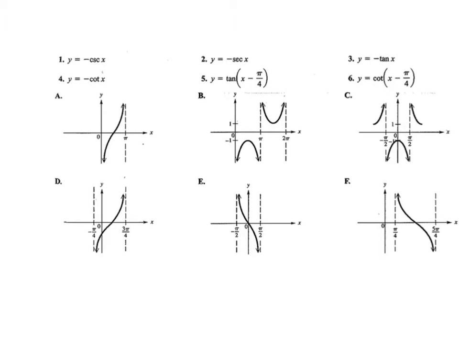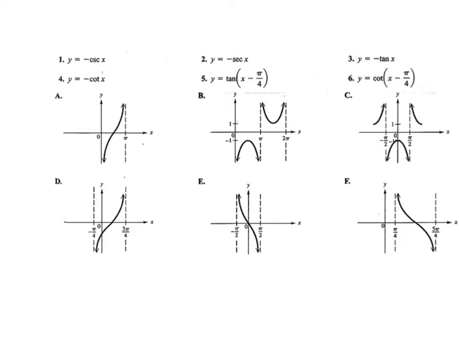In this problem, we're matching the graph with its function. And so one of the things we want to do here, since we're working with secant, cosecant, tangent, and cotangent, is to remind ourselves that tangent and cotangent have shapes that look like x cubed, and secant and cosecant look like up and down parabolas.